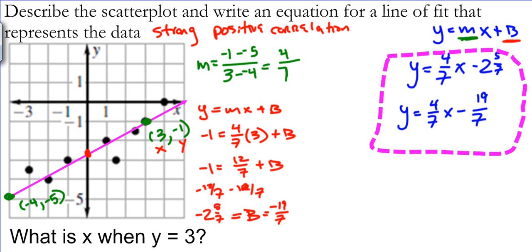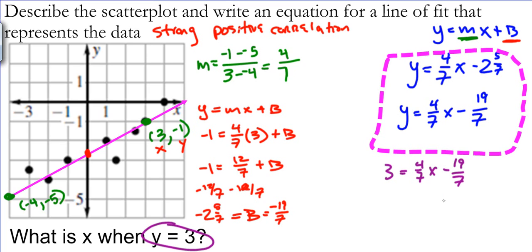And then it says, what is x when y is 3? Well, I can't figure that out. Y is 3 is up here. I don't really know where it's going to cross that pink line. That pink line keeps going, but I don't really know where. So what I'm going to do is they told me my y is 3. So I'm going to plug 3 into this equation and then solve it.